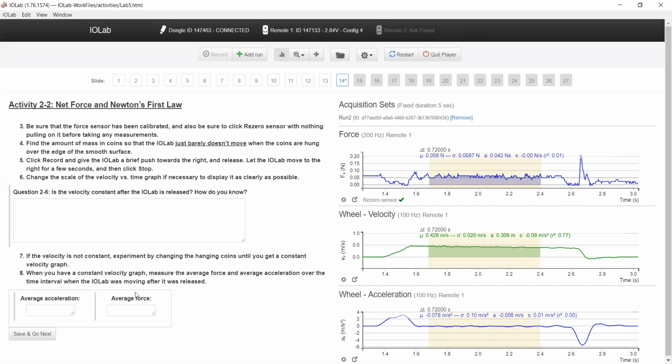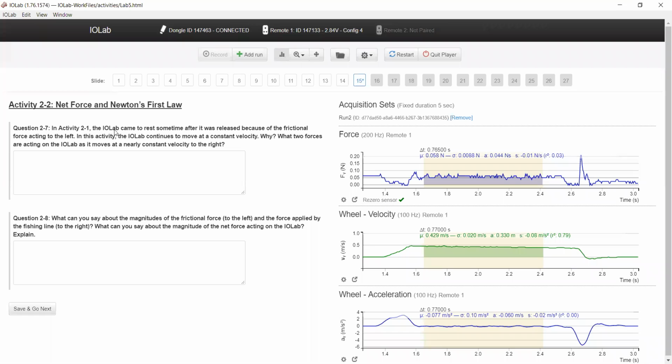So you may go ahead and write your answer. That's the answer for me; you may have a different one. If you have more friction, the force here will be greater. For me, I had a smoother surface, that's why it was not higher. It could have been greater, but for now it's okay. You can write your average answers, and then click on save and go next.